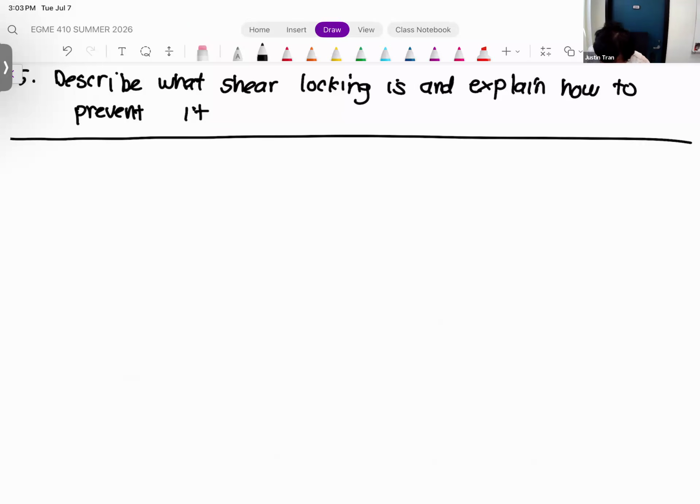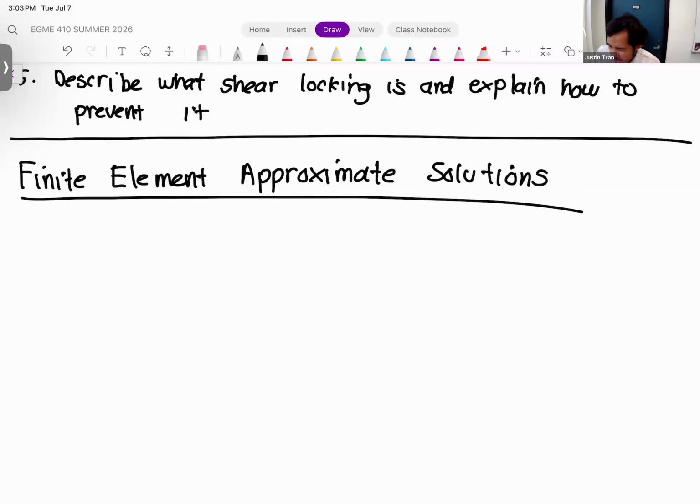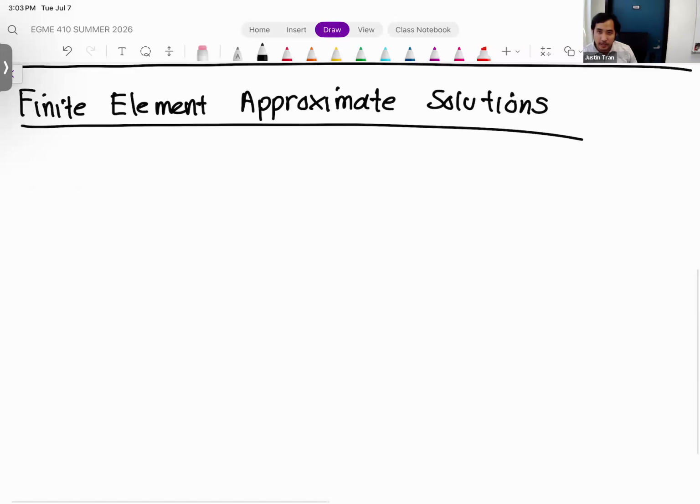So let's start with finite element approximate solutions. We need to talk about this first, before we start getting into the nitty-gritty of all the different element types. The first thing I'll say is something I've been repeating, two or three times every single day of the summer so far: finite elements at its core is really just a methodology or a technique for solving complicated differential equations.